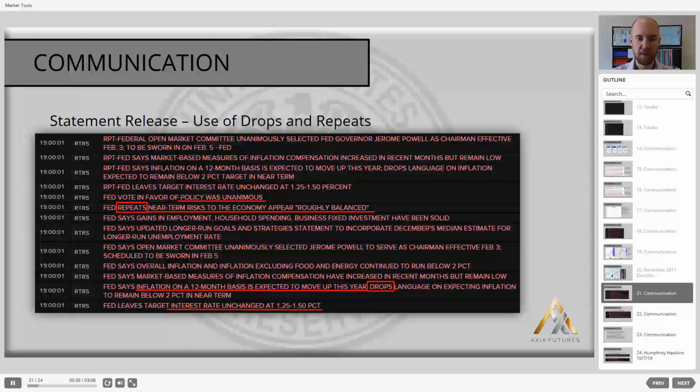So this is from January 2018. The key bit to be looking for, as with any of these screen dumps, is that first bit on inflation. Now this is the Fed's expectations. This isn't their current view, this is their expectations phrase. And so that second line after the rate: inflation on a 12-month basis is expected to move up this year, and it drops language on expecting inflation to remain below 2% in the near term.